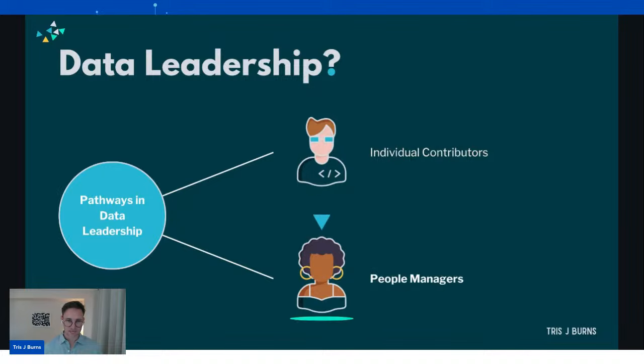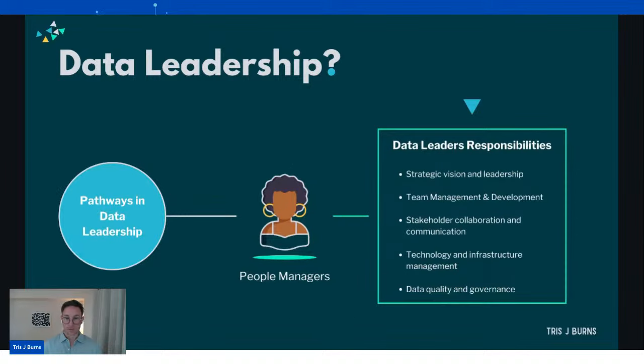However, for the conversation that we're going to have today, the focus is going to be on people who are essentially people managers who lead data organizations in that sense. So they'll manage a team. We'll take a look at what they'll do.